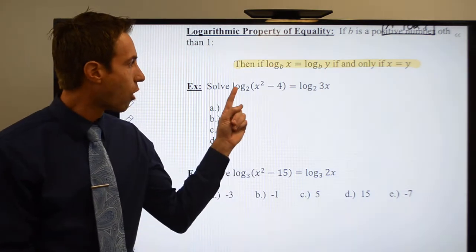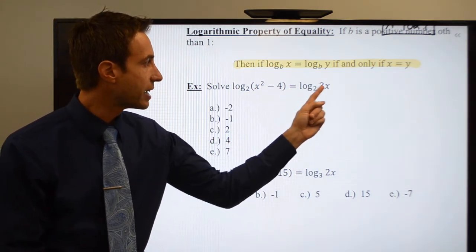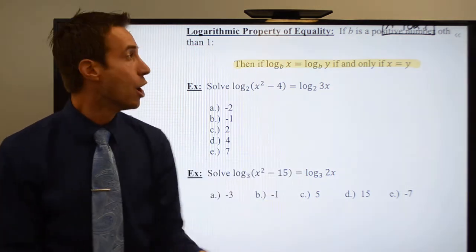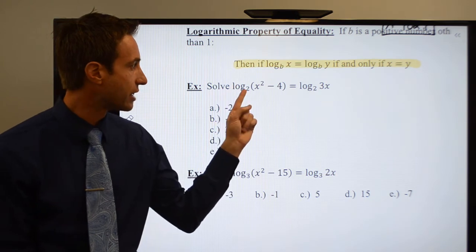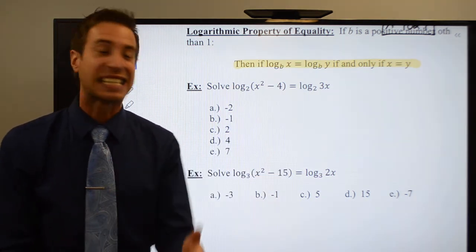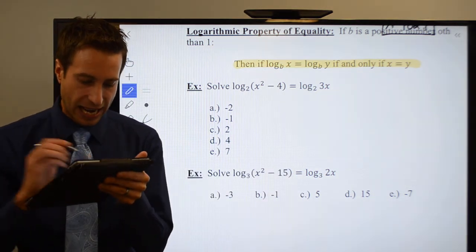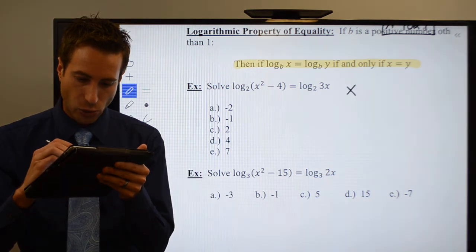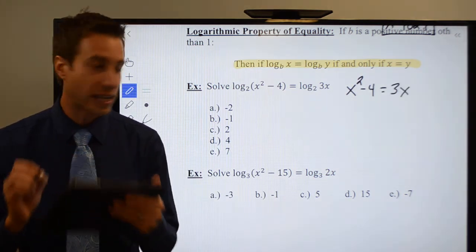I want you to solve log base 2 of (x squared minus 4) equal to log base 2 of 3x. Well, right away, we get an opportunity to practice the property of equality. I have a log base 2 and a log base 2. Because the bases are the same, set the arguments equal to each other. So that's exactly what I'm going to do. X squared minus 4 is equal to 3x.